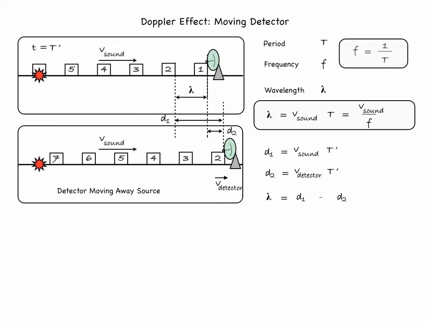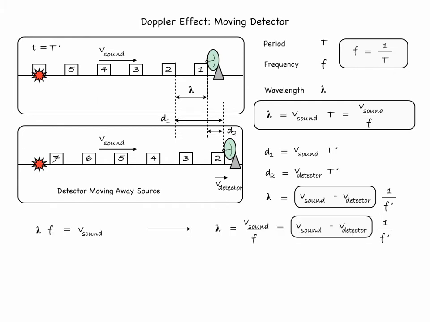Now in this case, the spacing between two adjacent bleeps, lambda, the wavelength of the wave, is actually equal to the difference between the two distances d1 and d2. Or we can write that it's v sound t prime minus v detector t prime. We'll factor out again t prime and we'll get for lambda that is equal to v sound minus v detector times t prime. We'll see now that t prime, the time it takes for the second bleep to arrive at the detector, is larger than the period with which the bleeps are emitted. And so that means that the frequency will be less, that the bleeps will be arriving at the detector less frequently.